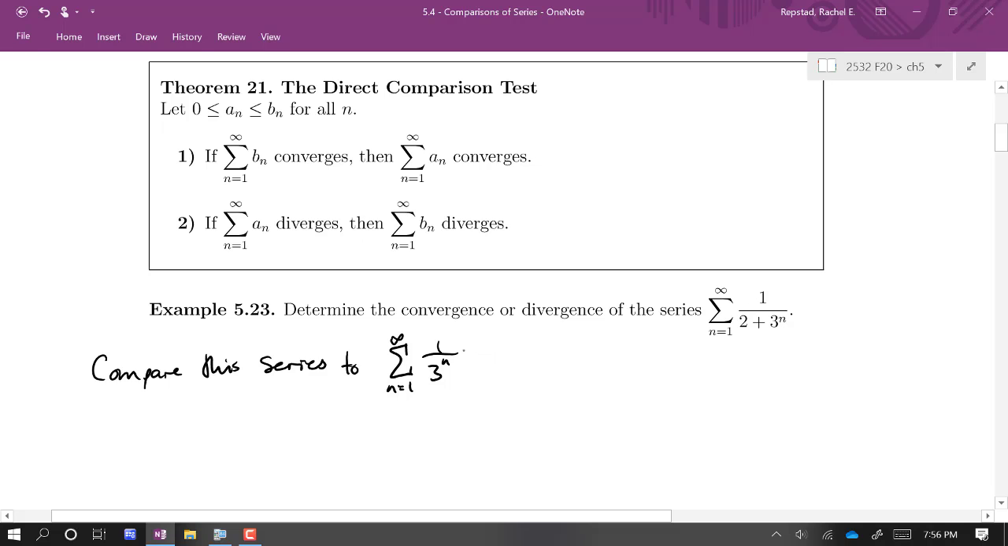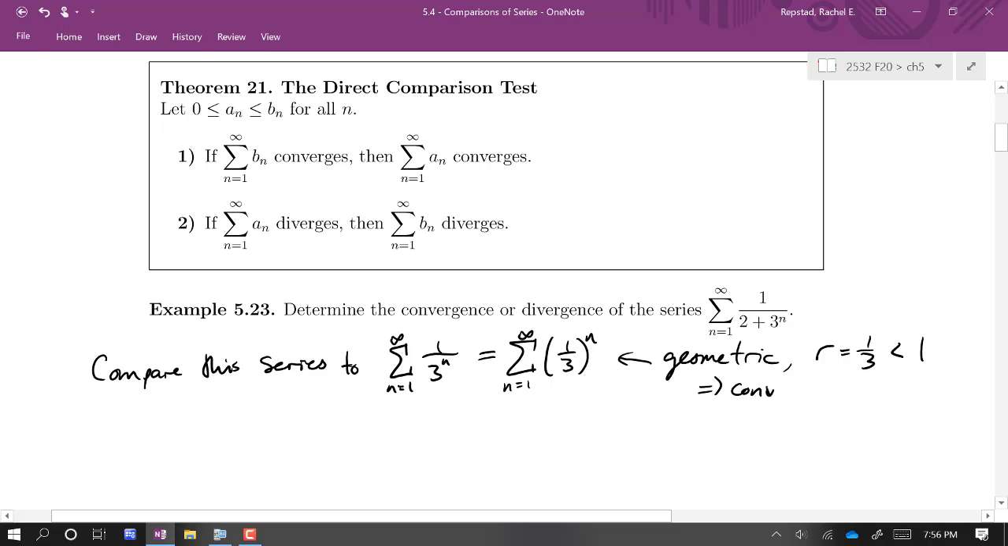Now I need to be able to say what this series does. And looking at this series, if I rewrite it, 1 over 3 to the n, that's equal to (1/3) to the n. This is a geometric series where r is equal to 1/3, and that is less than 1, and that means it converges. So I've picked a series to compare it to, and I know that my comparison series converges.